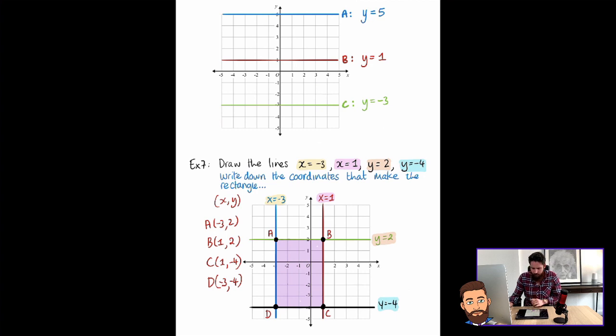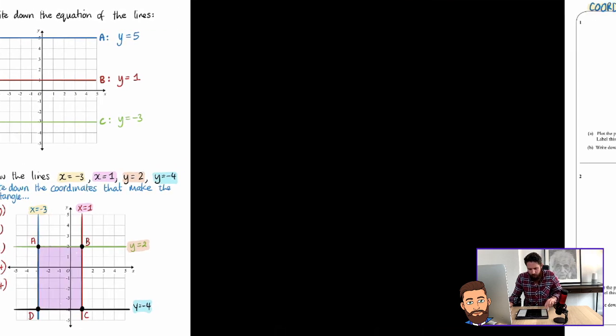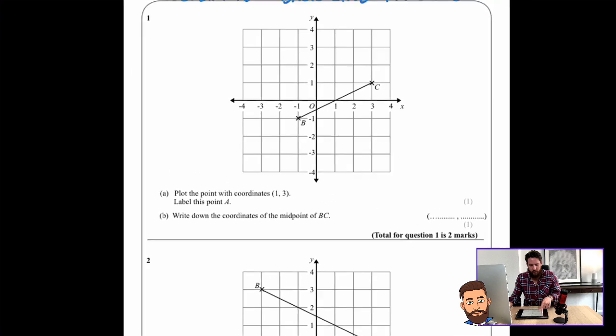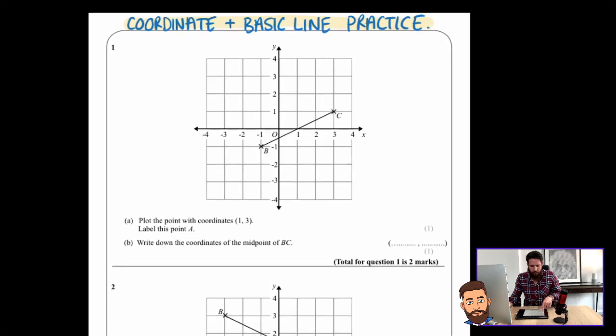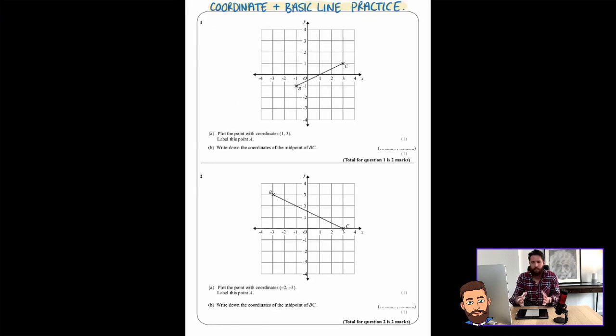What we're going to do is now you have the opportunity to look at coordinate and basic line practice. So everything that we've just gone through, you can practice now. So if you can please have a go at those. The solutions are in the description of the video.